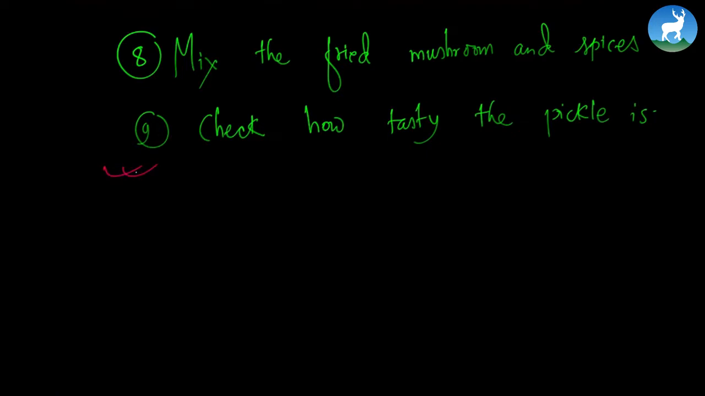So in this recipe learning process, what we actually did is we learned how to give instructions by using different kinds of imperative structures.